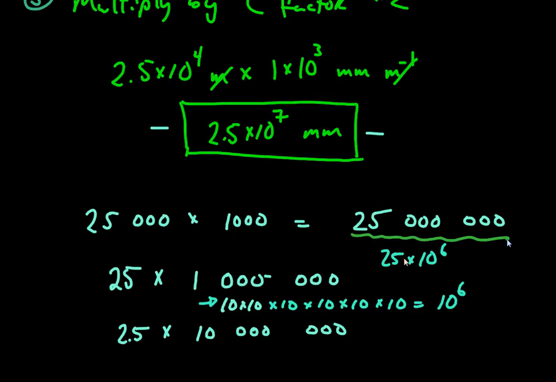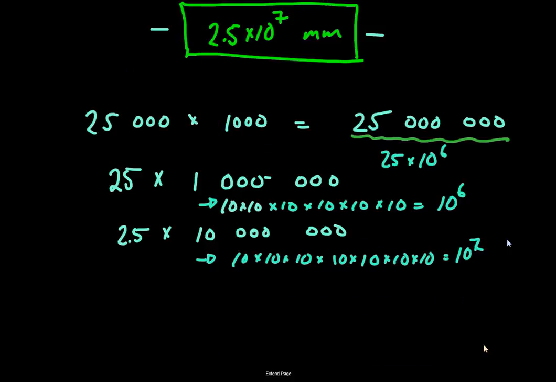The normal way of writing it is such that it has one number to the left of the decimal. So the more correct way to do it is like this: 2.5 times 10 million. 10 times 10 is 100, 1,000, 10,000, 100,000, a million, and 10 million. That's 10 to the 7. So 2.5 times 10 to the 7 is the same as writing out this whole big number, and it's a way to shorten it. There's less to write.